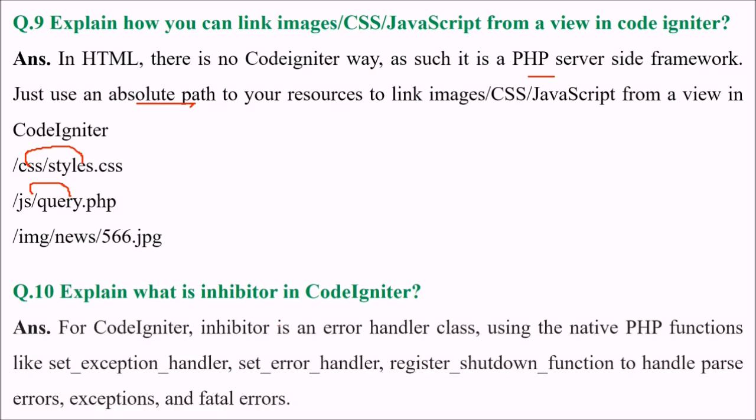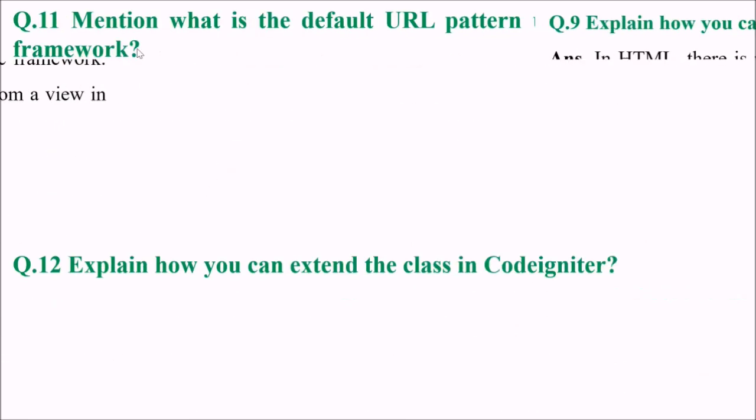Explain what is Inhibitor in CodeIgniter. Inhibitor is essentially an error handler class using the native PHP functions such as set_exception_handler, set_error_handler, and register_shutdown_function to handle parse errors, exceptions, and fatal errors.